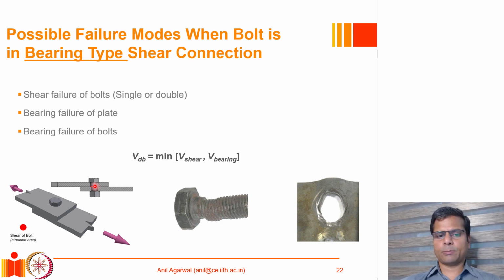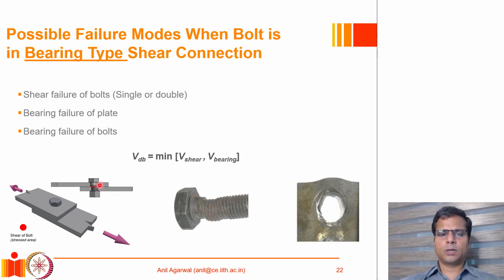In addition to this type of failure, which is the shearing of the bolt, there is also a possibility of bearing failure of the bolt surface, which is marked here, for example. The surface of the bolt deforms locally and undergoes bearing type of failure. Or there is also a possibility of bearing of the hole, in which case the hole elongates and there is local yielding near the bearing surface of the bolt hole. So all these three types of failures are possible.